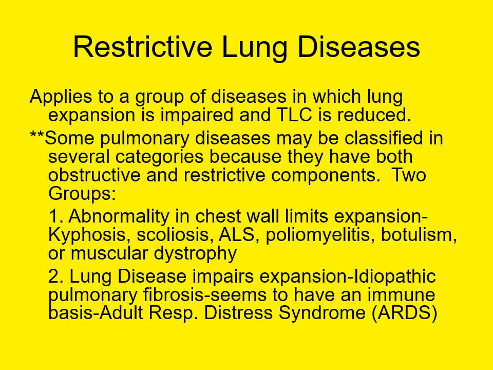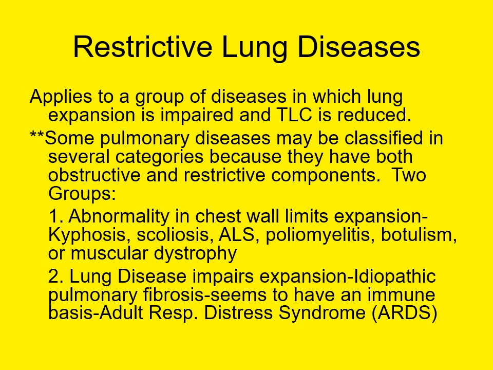Kyphosis, which is a hunchback. So if you're hunched over, compliance is reduced, you can't fill the lungs properly. Scoliosis, an abnormal curvature in the back. Amyotrophic lateral sclerosis, Lou Gehrig's disease, which can result in the paralysis of the muscles that control respiration. Same thing with poliomyelitis, botulism, or muscular dystrophy. So all involving the nervous connection to respiratory muscles.